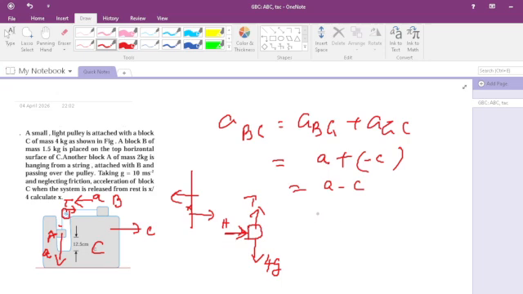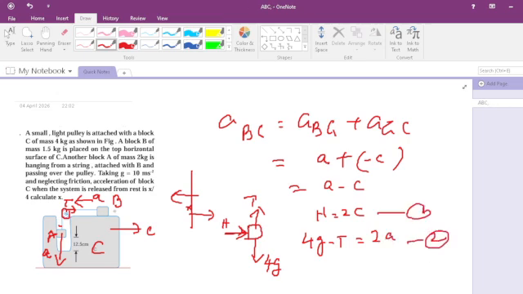In the horizontal direction, net force is equal to mass into acceleration. So H is equal to 2c, because the acceleration of block A in the horizontal direction will be c only. That is one equation. The second equation we can write in the vertical direction, because the block is moving downward. So 4g minus T, the net force, is equal to mass into acceleration, which is 2 into a. This is equation 1, this is equation 2.